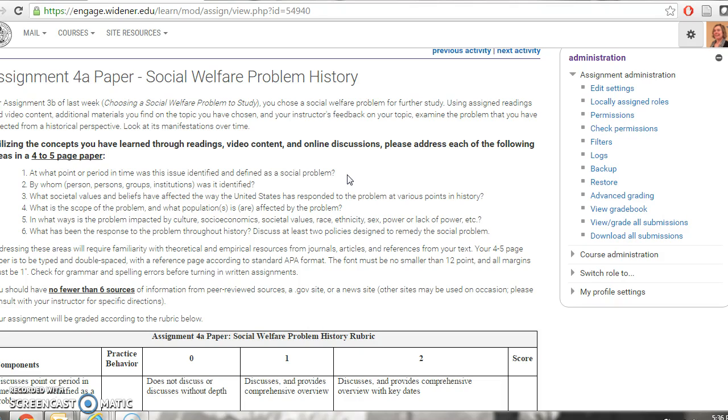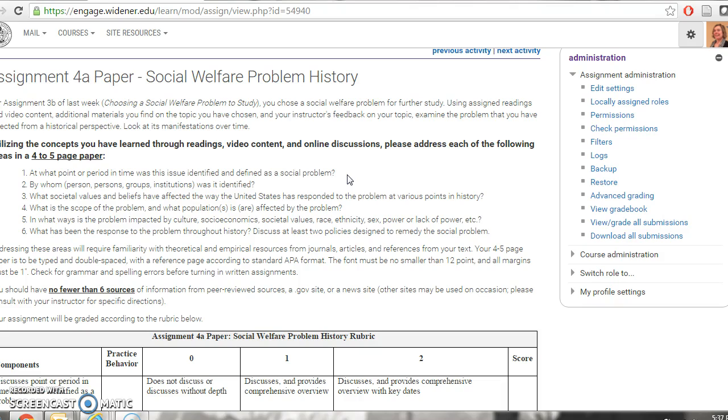I wanted to take a few minutes to walk you through assignment 4A, which is the paper on social welfare problem history. In assignment 3B, you were asked to identify a social issue or social welfare problem and briefly describe why you chose it, why it is important. In this paper, you're asked to expand on that. This paper is really an opportunity for you to apply what you've been learning over the past 3 weeks to a social welfare issue that you have selected.